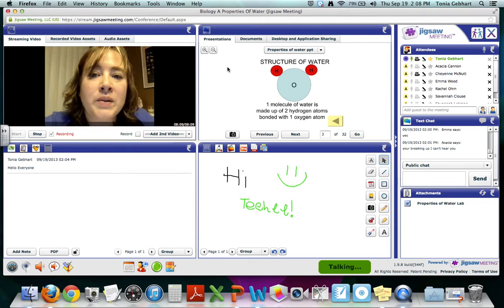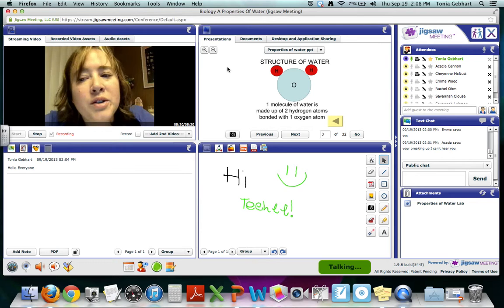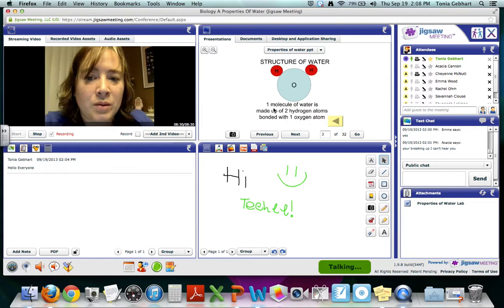Okay, so the first one is the structure. Water is made up of molecules. One molecule of water has two hydrogen atoms bonded with an oxygen atom. We won't go into it too much, but they're covalently bonded together, which means that they're sharing their electrons. So for each oxygen atom, there are two hydrogen atoms attached.